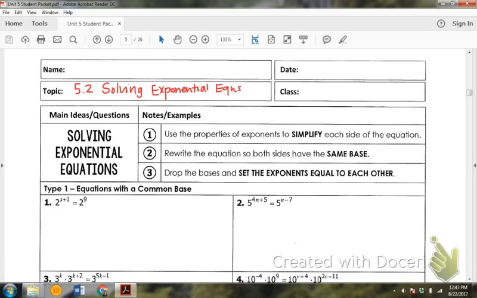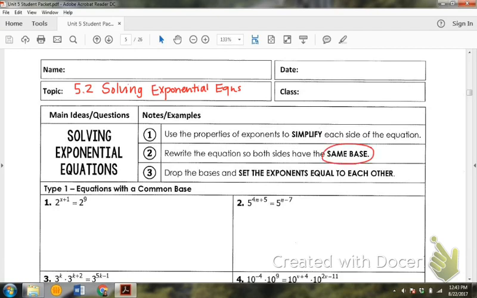We talked yesterday that an exponential equation, now we're going to have variables as the exponent. That's something that we haven't seen yet, but our variables are going to be in our exponent. When we're solving these types of equations, the first thing that we want to do is make sure that we have the same base. So number 2 says the same base. We're going to make sure that they have the same base.